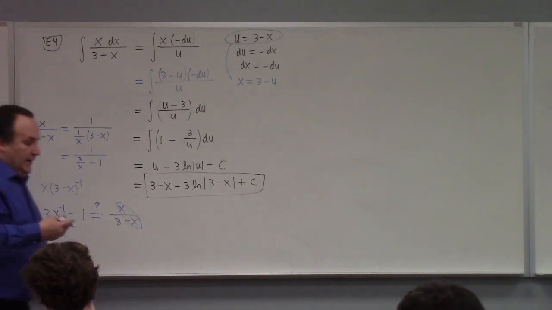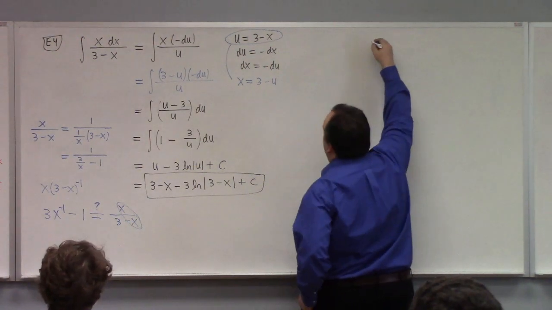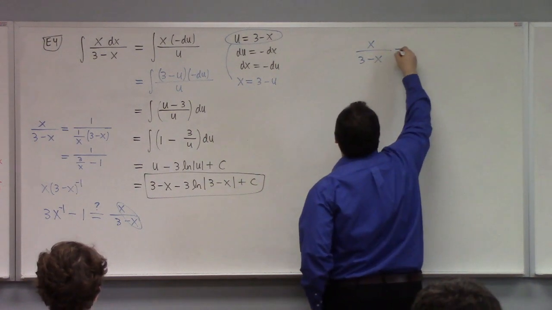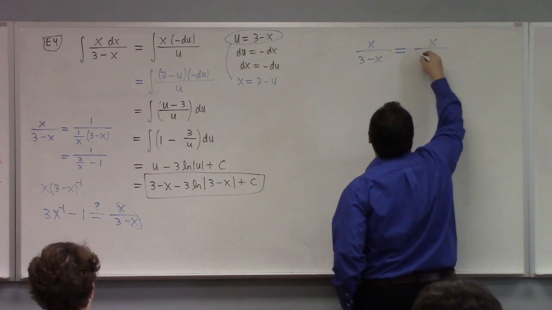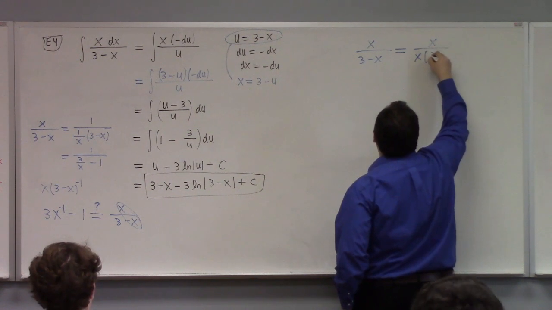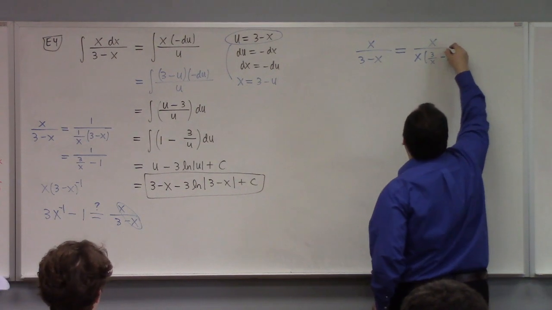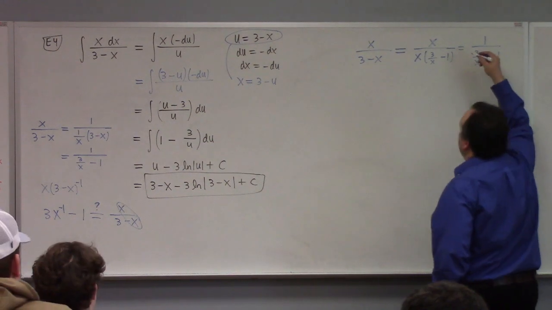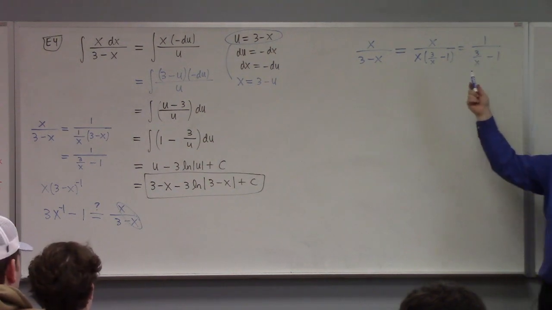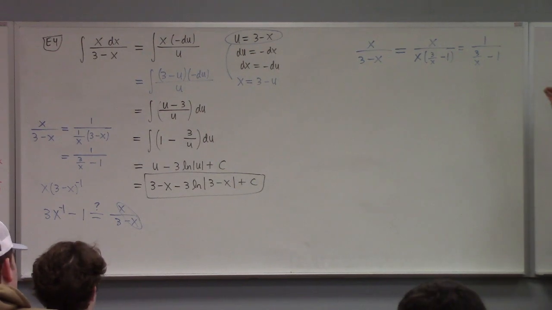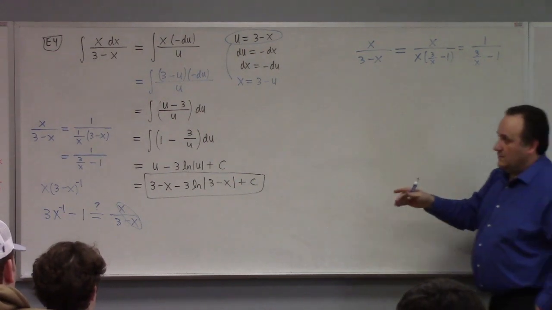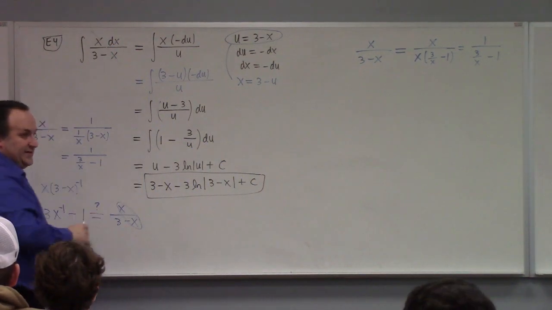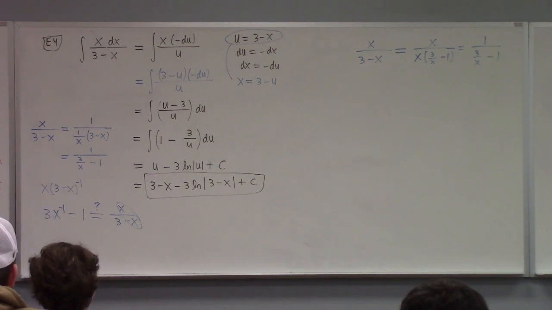So x over 3 minus x is equal to x over x times 3 over x minus 1, which is 3 over x minus 1. In order to factor x out of the denominator to make the cancellation that you're thinking about, I have to have an x in both terms. I cannot just cancel. It is not an allowed algebra step to cancel this and that. That is not a legitimate algebra step, if that's what you're saying.